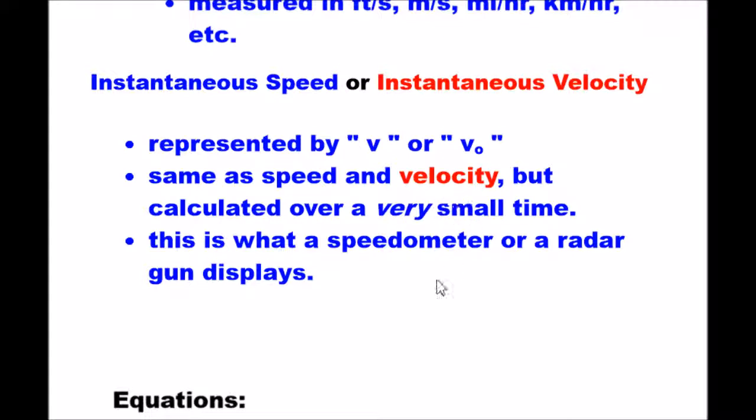Instead of talking about how far did you go in an hour to calculate average speed, I might say how far did you go in a tenth of a millisecond. You're going to be taking a very small distance over a very small time, and then that really gives you an idea of how fast you were going at a moment in time. This is what a speedometer or radar gun displays. And again, remember I said, this is something that's calculated by the device that you're using to measure that.